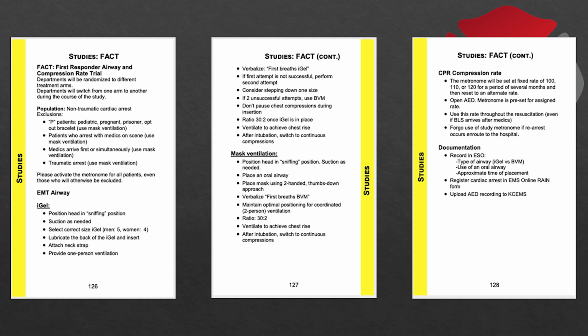Let's talk a little bit about the FACT trial. I'm not going to spend a ton of time on this slide, but this is pages 126, 127, and 128 of the EMS Blue Book. It talks about the first responder airway and compression rate trial. This is where you're focusing on either a two-handed, two-person bag valve mask technique, establishing an I-gel airway, and then what your compression rate will be for your cardiopulmonary resuscitation.